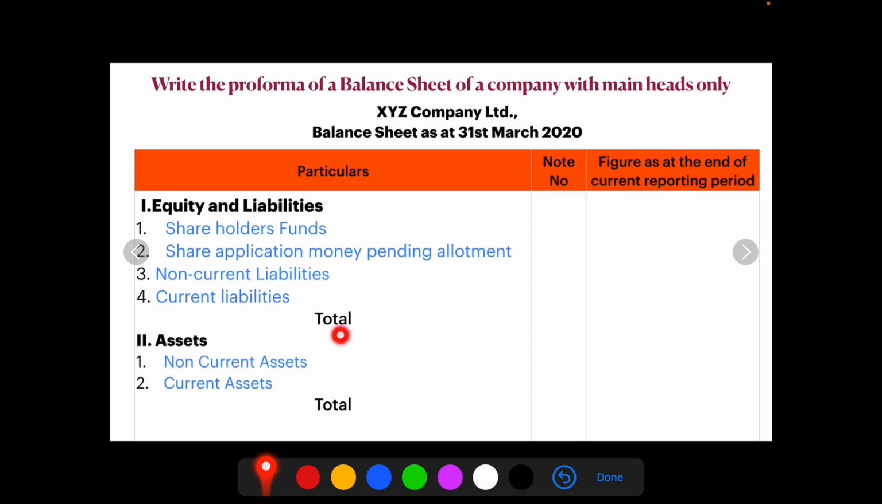So what do we do at the end? We find the total of equity and liabilities. The second part is assets. Over here we have 2 main heads, one being non-current assets and current assets. At the end, we do the total. So we know the accounting equation, that is assets equal equity and liabilities. So the presentation of this as your answer will carry 5 marks.